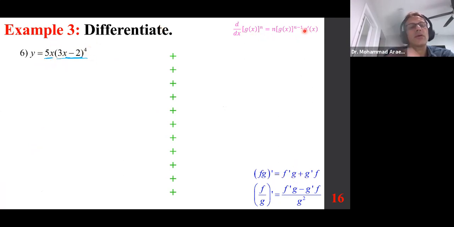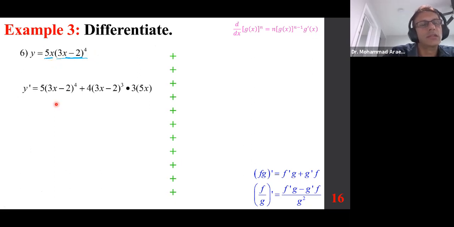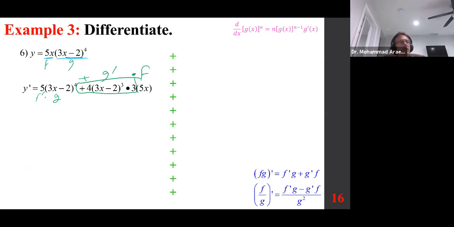You use the extended power rule. 4 sits in front, 3x minus 2 cubed, and then by the chain rule times 3 by the product rule times 5x. So notice what happens. I want to write this in case. So this is the f function. This is the g function. This is f prime. This is g plus g prime f. So this whole thing is a g prime. So I want you to see that.